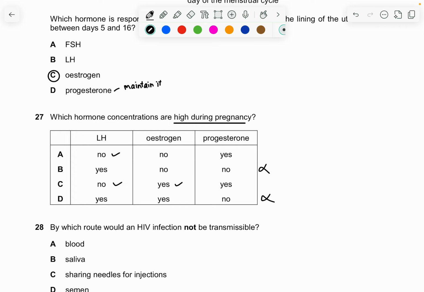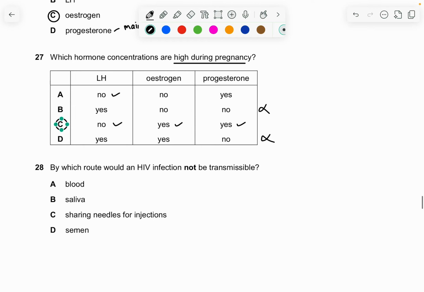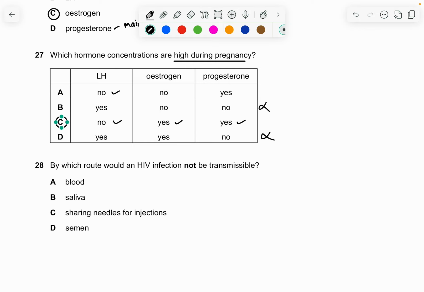Estrogen will be high, progesterone will be high, because you are trying to thicken the lining so that the fetus is ready to be implanted onto the uterus wall, and it will continue to maintain that until the baby has grown to a certain size and then can come out. Question 28. By which route will an HIV infection not be transmissible?